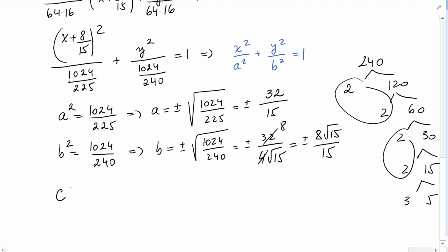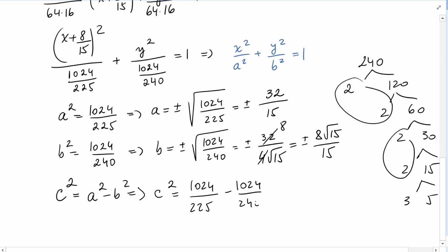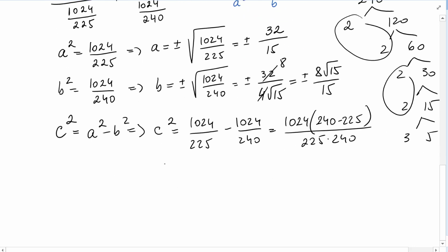We can also find c squared as a squared minus b squared. So c squared equals 124 over 225 minus 124 over 240. So it's 124 times 240 minus 225 over 225 times 240. So we get c squared equals 124 times 15 over 225 times 240.